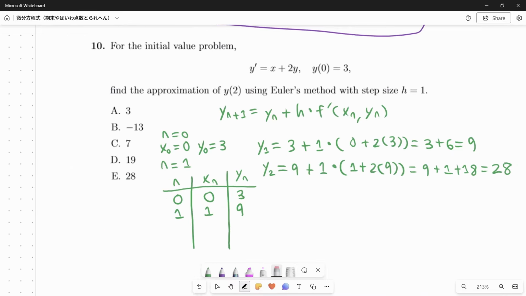And so now we have completed what we have to do. We've reached y of 2 here. And so that's how we know that we can stop. And so now we can pick an answer. We know that y sub 2 is going to be equal to 28. So the answer to this question is going to end up being E.